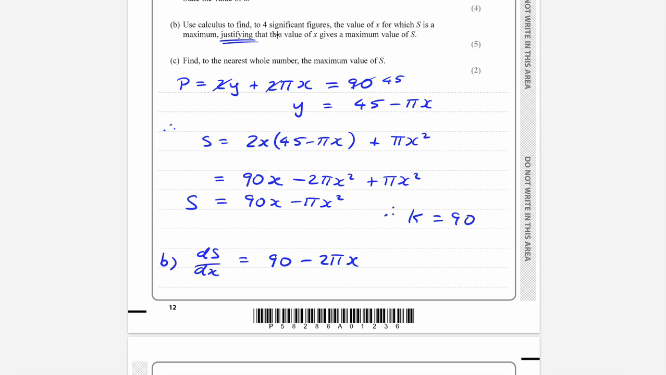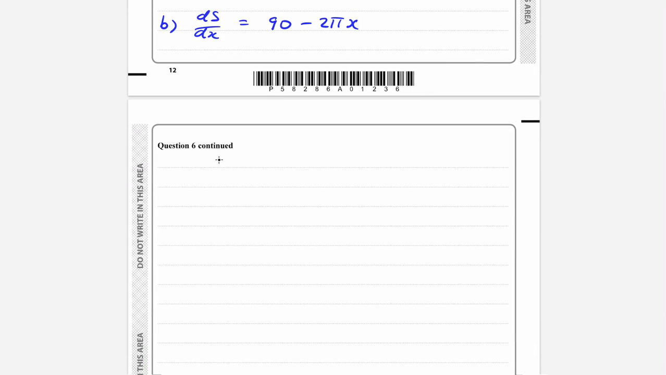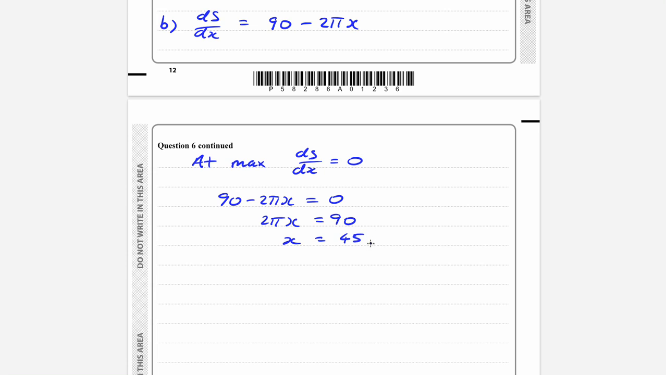Now where is this a maximum? It's where the derivative is equal to 0. So at max, ds dx equals 0. So 90 minus 2 pi x equals 0. 2 pi x equals 90. X equals 90 over 2 pi, or 45 over pi.